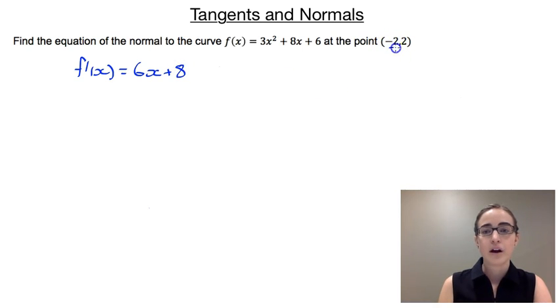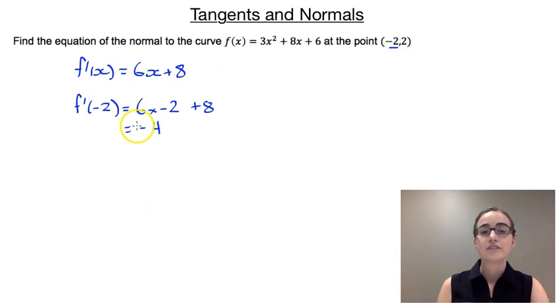Now at the point minus 2, 2, we're going to find f dash minus 2. So we'd have 6 times minus 2 plus 8. So that's minus 12 plus 8, which would give us minus 4. But this is the gradient of the tangent. We want the gradient of the normal.